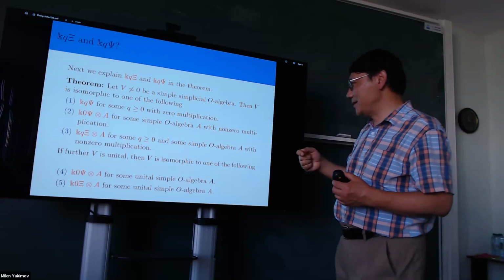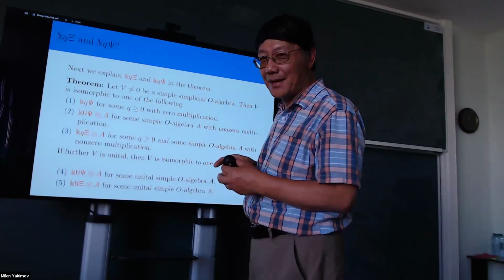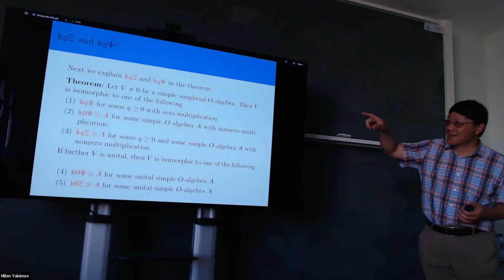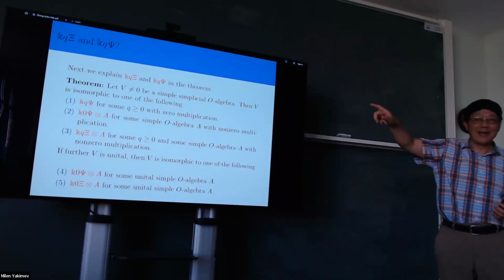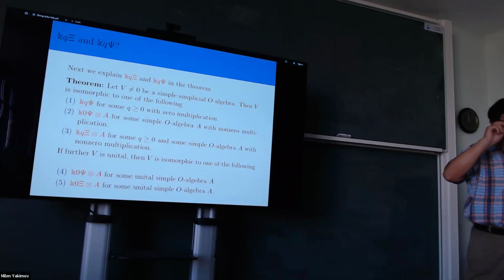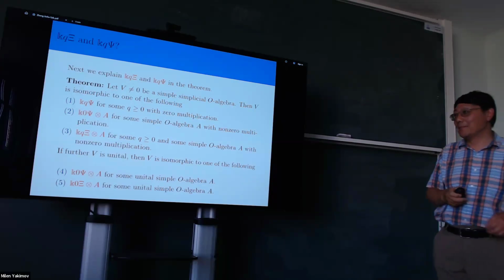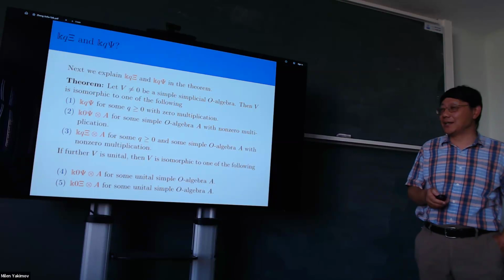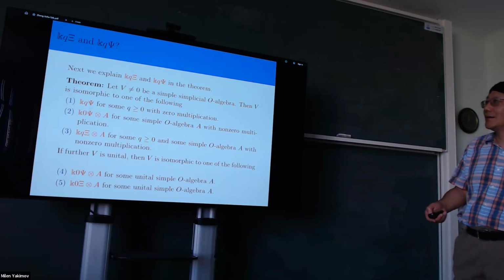I did explain what is simplicial, and what is an O-algebra. But in the theorem, I need to explain the red part, right? These, KQ cosine KQ phi, these two objects. The best way to explain these two objects is using the Dold-Kan correspondence.